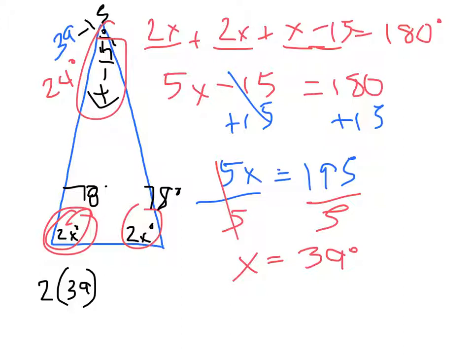Okay, go ahead and make sure you're correct. Add up your answers. 78 plus 78 plus 24. And you do, in fact, get 180 degrees. Perfect, so I got my angles correct.